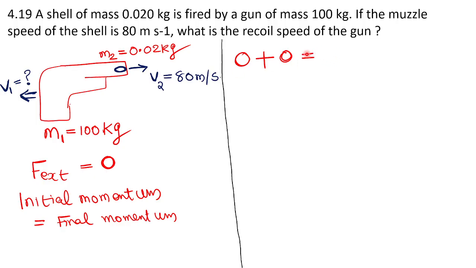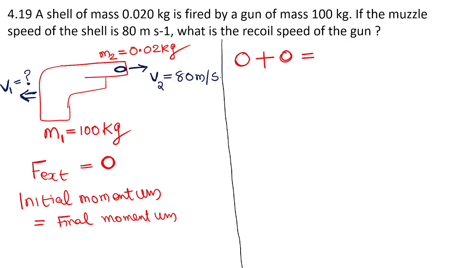Then final momentum. Final momentum means the bullet is just fired. In that situation, what is the total momentum? Everything will have velocity. The bullet has momentum. You agree with me? Is the bullet moving? Yes, the bullet is moving. The mass into velocity will be the momentum, right? The mass into velocity will be 0.02 into 80.